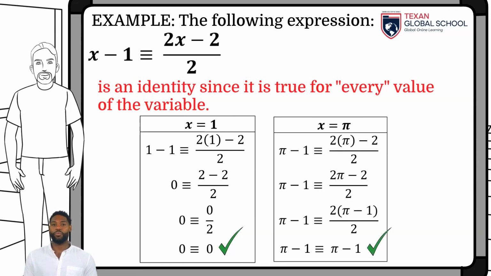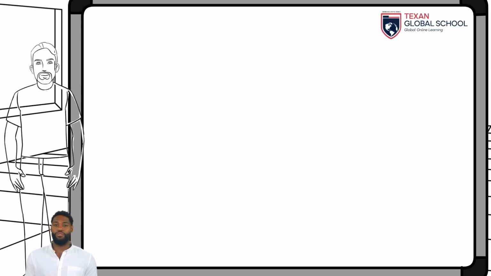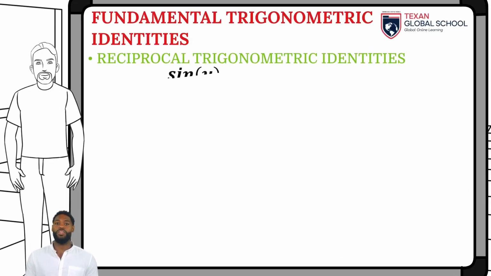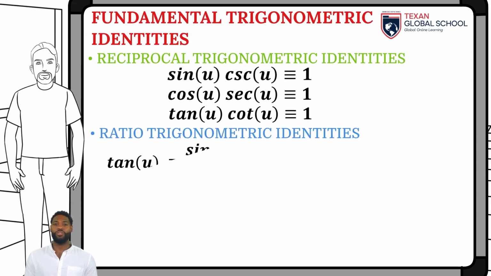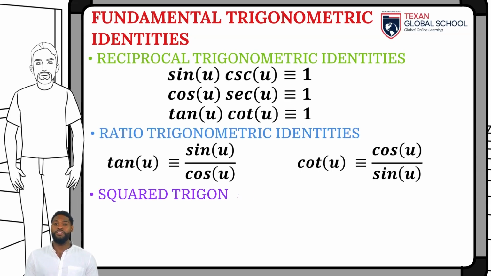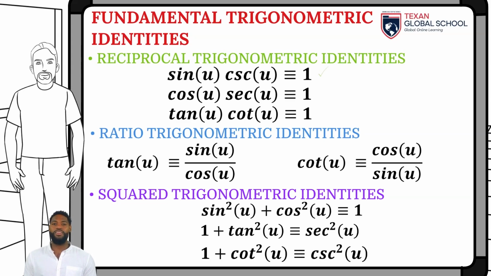This concept is the one we will use to verify trigonometric identities. We will prove that both sides are identical. We can see 8 fundamental trigonometric identities, which include reciprocal trigonometric identities, ratio trigonometric identities, and squared trigonometric identities. We can perform the proofs of some of these identities.